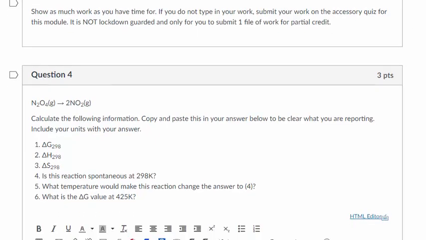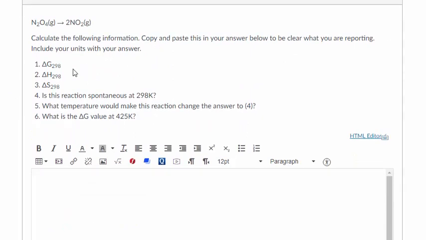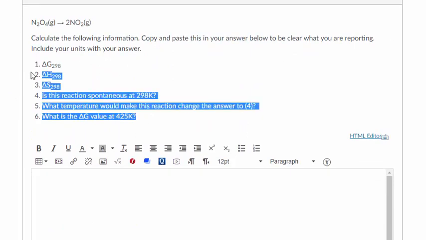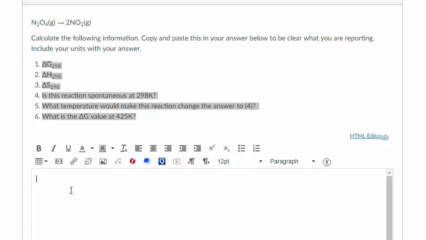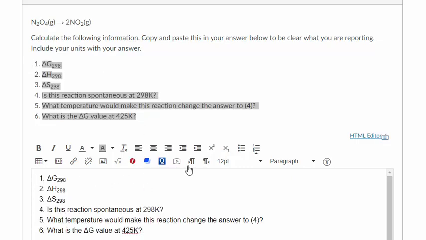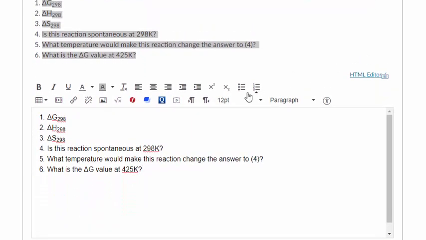So question 4, we're going to calculate all of this information. What we're going to find is the delta G, and for some reason my little not values have disappeared, but we're going to calculate our delta G, our delta H, our S. We're going to identify: is the reaction spontaneous at 298? What temperature would make this reaction change the answer to number 4? And what's the delta G value at this temperature?